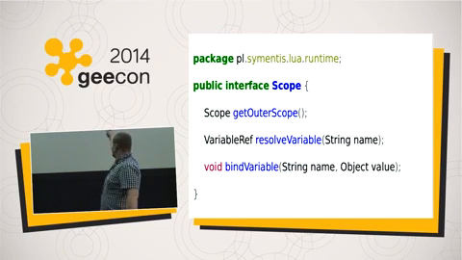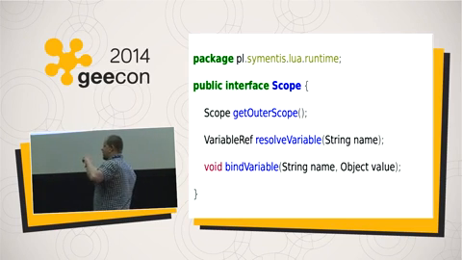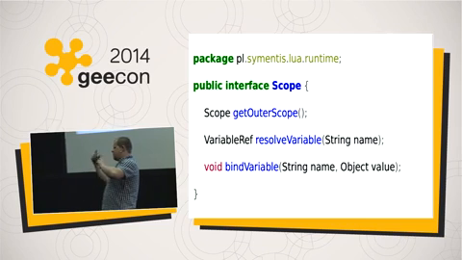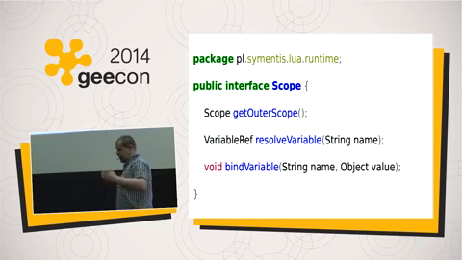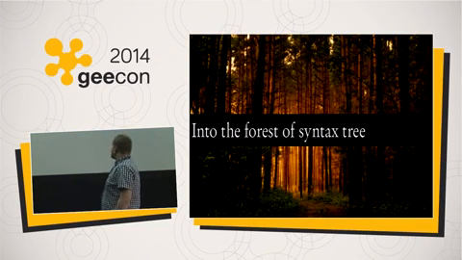You have a scope which has one simple field, get outer scope. So whenever you look for a variable, for example, x, you go to the current scope. If you don't find it, you go to the parent scope, and you search for the variable up the stream. Okay.